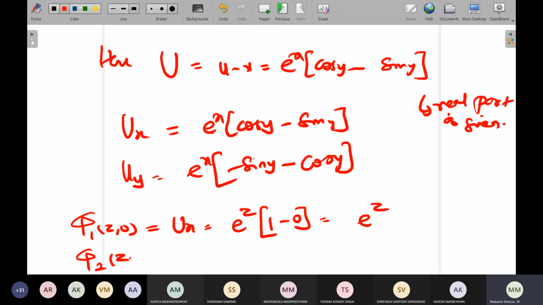Similarly, find pi 2 of z comma 0. Pi 2 of z comma 0 is equal to capital U y. So what will be your capital U y? Pi 2 of z comma 0. This will become e power z, sin 0 will become 0, minus 1. So we'll get minus e power z. Minus e power z. Does anyone still have any doubt here?